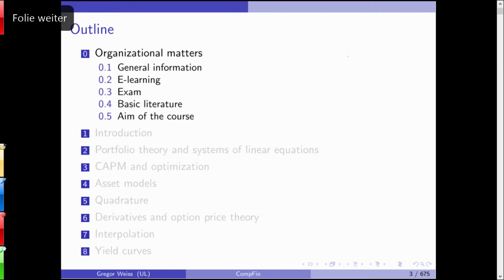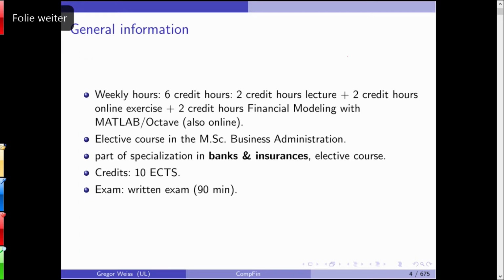I will talk about the general idea behind this whole class later on in more detail, but let's first go through some general information. This is a large module. It gives you 10 ECTS credit points. It ends with a written exam of 90 minutes. The questions will be posed in English. You can opt to answer either in German or in English, but please be prepared to encounter English questions only.